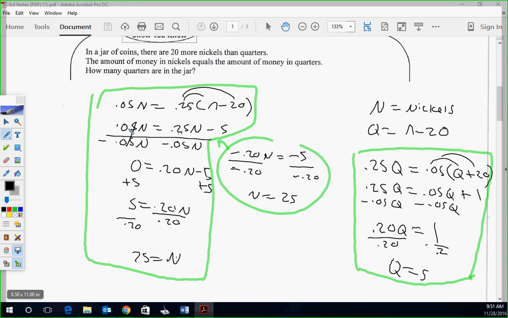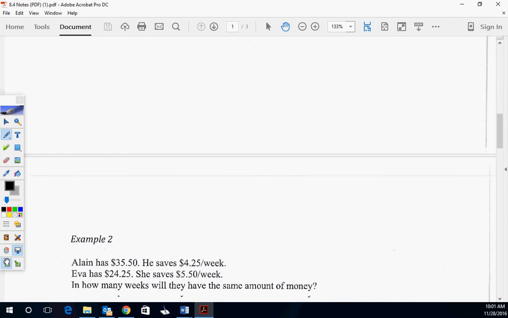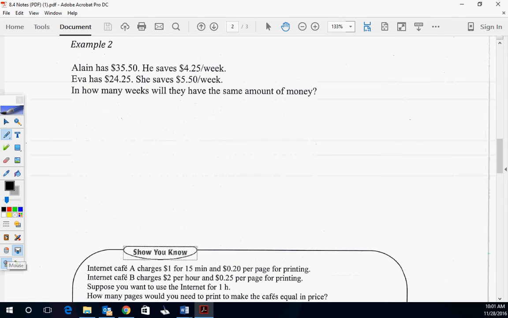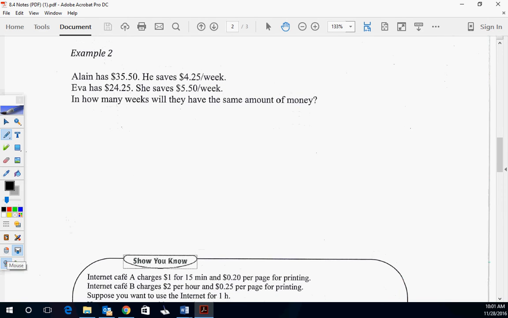Any other questions? We've got one more example we're going to do, and then I'll give you guys your little problem of the day. Nothing? Okay. All right, so we'll start. I'll do this example for you. Tomorrow we'll start with this show you know as a warm-up, okay? So we'll kind of cut this exactly in half.